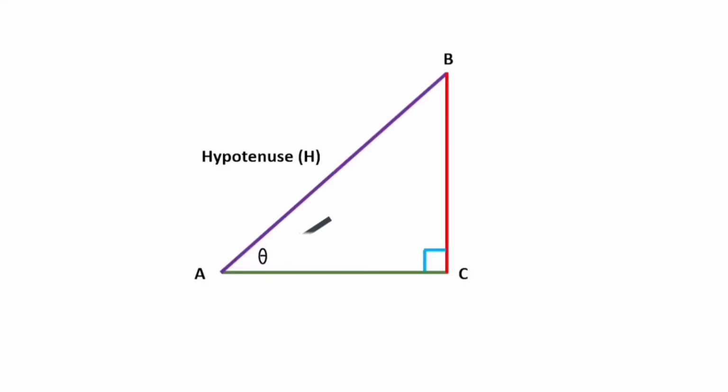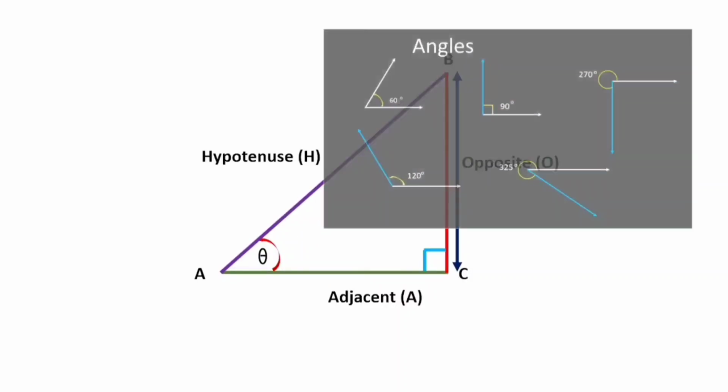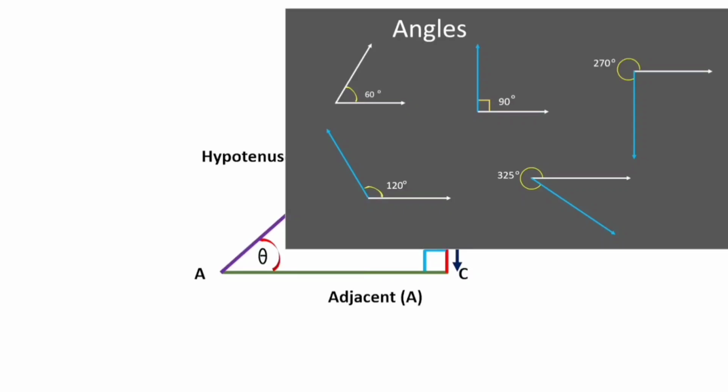Let's consider angle A. Angle A has initiated from the side AC. So, AC is its adjacent and BC is its opposite. Now observe, if we change the length of the opposite, how the magnitude of the angle gets changed. But I suggest you watch this video on angles to get a clear concept of angles and their units.